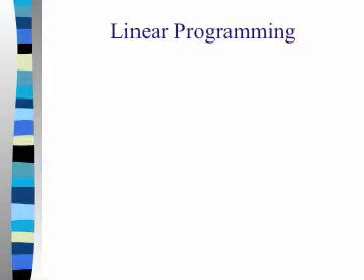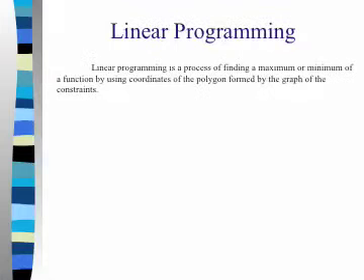The next process, which is 2-7, also is included in 2-6, but not in word problem form. So it's the same process, just in this case we're going to use word problems. So linear programming. Linear programming is a process of finding a maximum or minimum of a function by using coordinates of the polygon formed by the graph of the constraints.